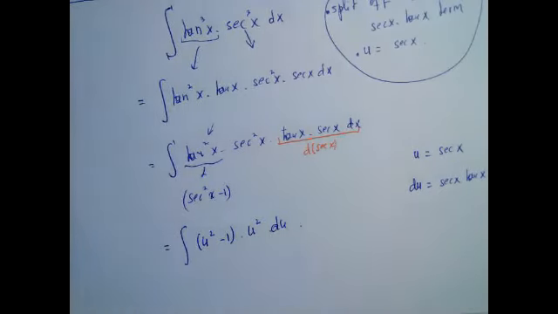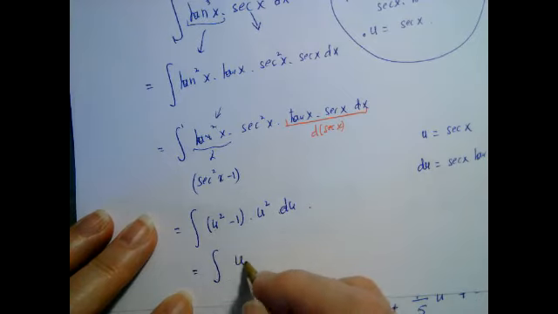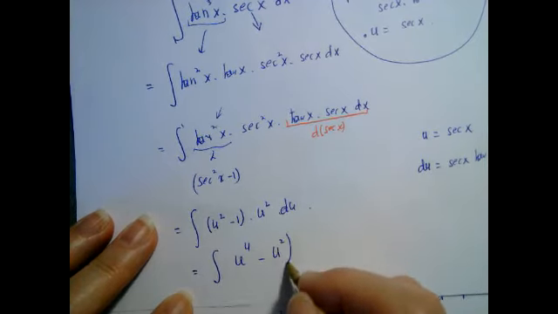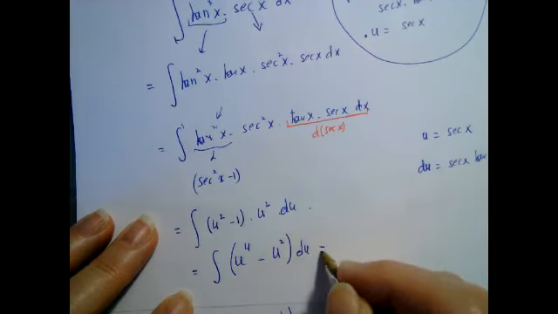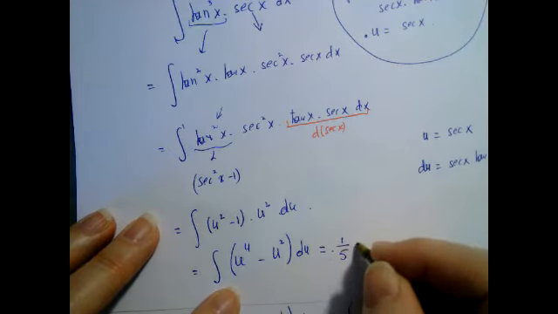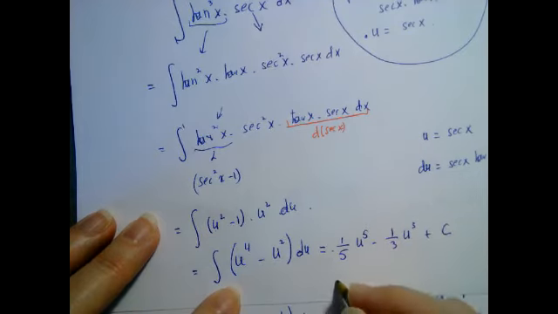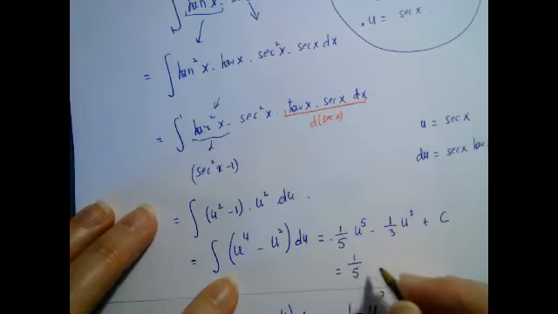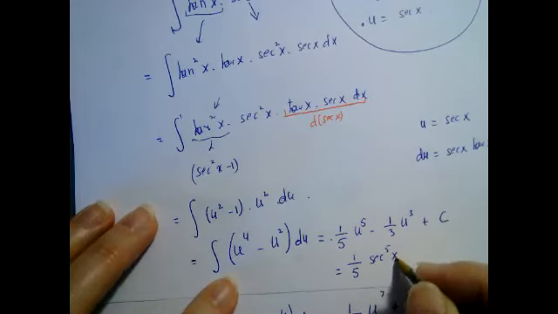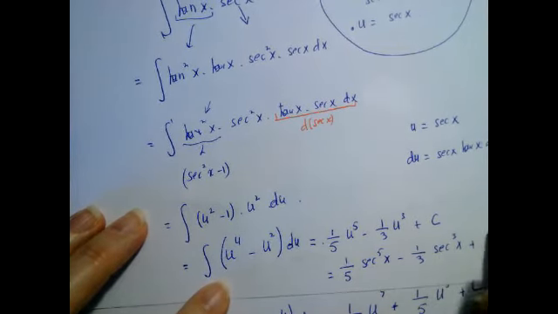As I said, I hate this section particularly, sine and tangent secant. I don't like it because there are so many rules, so I'm trying to make it as intuitive as possible. So that's u to the power 4 minus u square du. Now it's just the regular stuff. It's 1 over 5 u to the power 5 minus 1 over 3 u to the power 3 plus c. It means 1 over 5 secant x to the power 5 minus 1 over 3 secant x to the power 3 plus a constant c.